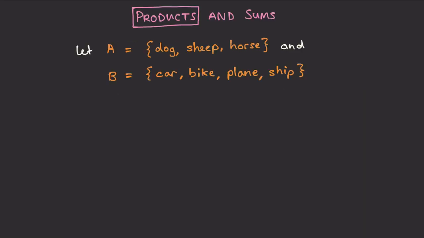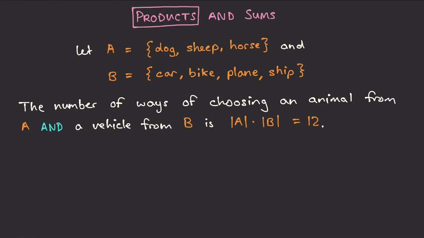We'll start by talking about how choosing elements from 2 different sets can correspond to both a product and a sum mathematically. We'll start with products. Here are 2 finite sets. A is a set of 3 animals and B is a set of 4 vehicles. And suppose I ask the number of ways you can choose an animal from A and a vehicle from B. So you have to make 2 choices, one is an animal, one is a vehicle. Now hopefully it's not too hard to see that the number of ways I can do that is equal to the size of A times the size of B, which is 12.